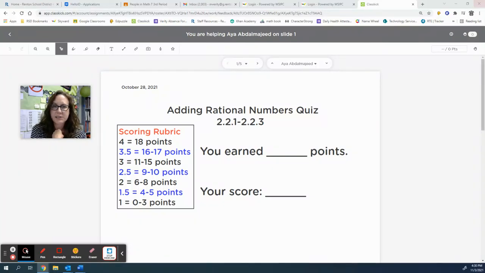Hello, so here's the quiz answer key. This is the quiz from October 28th, 2021.